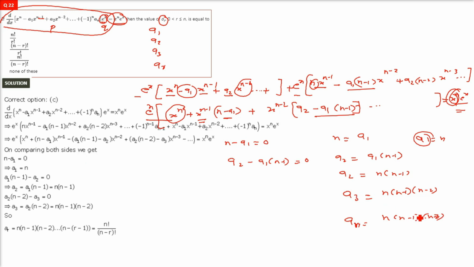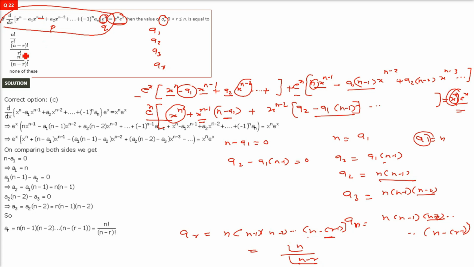So this n minus 1, n minus 2, it goes up to n minus r minus 1, and this is going to be equal to ar. So the ar term or the rth term, if r is belonging between 0 and n, then ar is going to be n minus 1, n minus 2, and this goes up to n minus r minus 1, and this is nothing but factorial n by factorial n minus r. Alright, so the C option is the correct option.